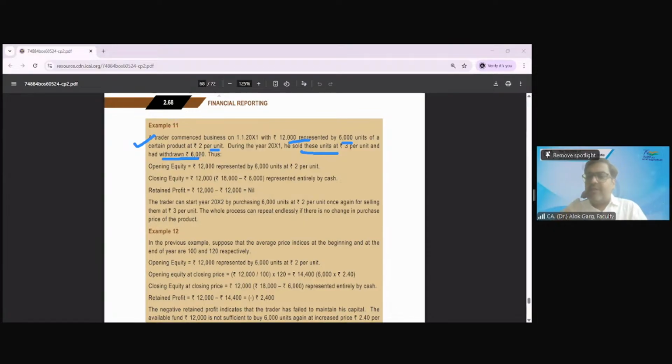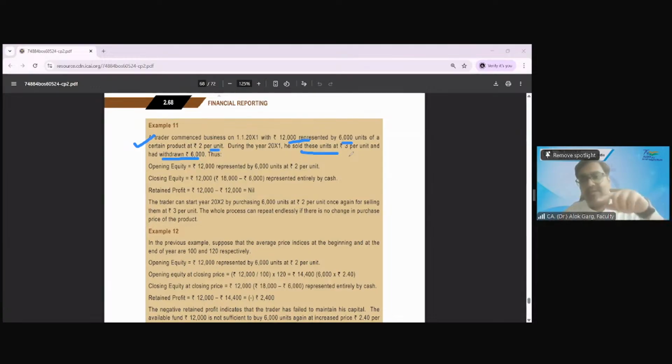So what he did? He purchased 6,000 units at the rate of rupees 2 and he sold these units at the rate of 3. So how much money has he invested? 12,000. How much money has he received by selling these goods? 18,000, 6,000 at the rate of 3. And how much money has he withdrawn? 6,000. So how much capital has he left in the business? 18 minus 6, 12,000, right?